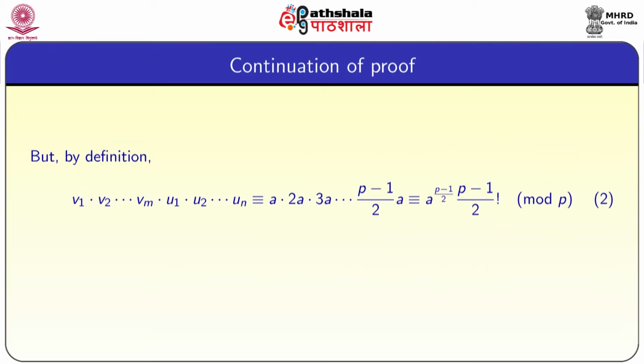Now, by definition V1 into V2 and so on Vm into U1, U2 and so on Un is nothing but A, 2A, 3A and so on up to (P minus 1) by 2 into A.